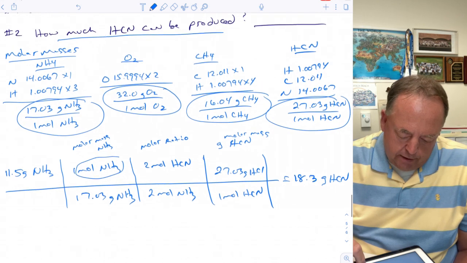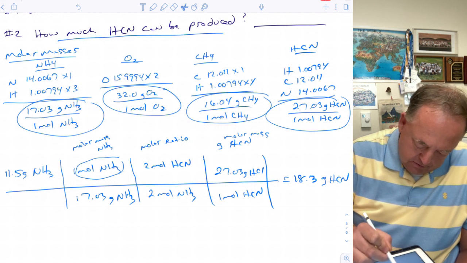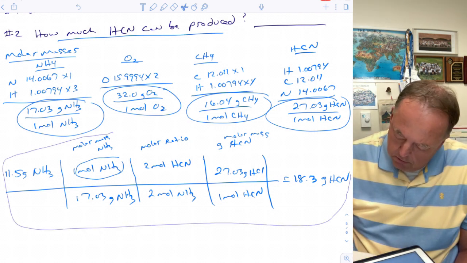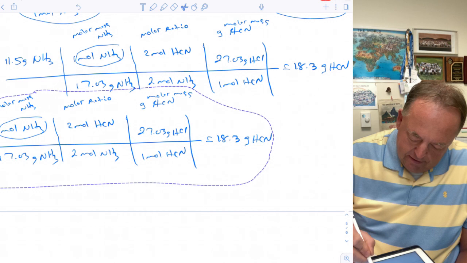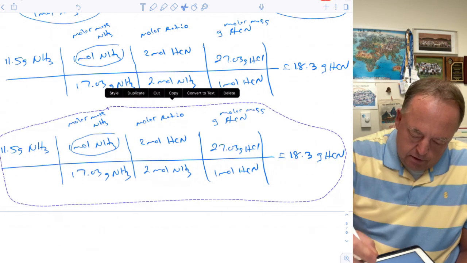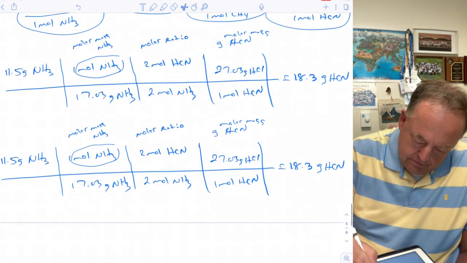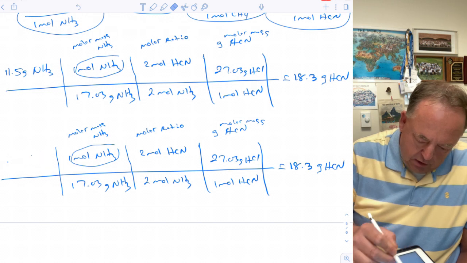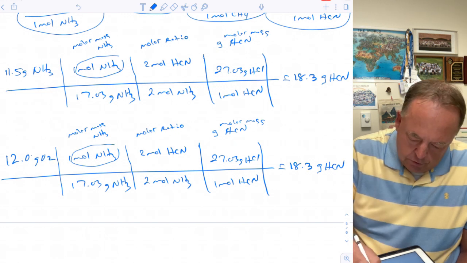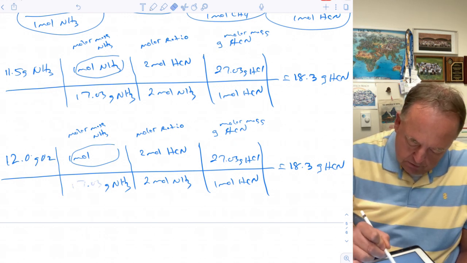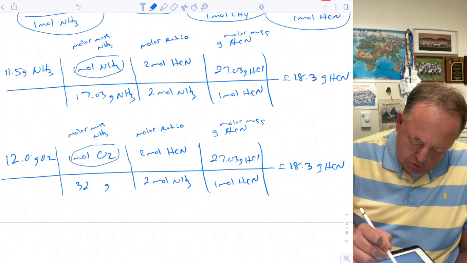Now we need to do the same thing, starting from oxygen or starting from CH4. Let's just take this. We'll copy that because all of these calculations are the same, and paste it. Then let's change some things. Now we're starting with 12 grams of oxygen instead, so this is going to be 12 grams of O2. We need the molar mass of O2. So 1 mole of O2 is 32 grams of O2.